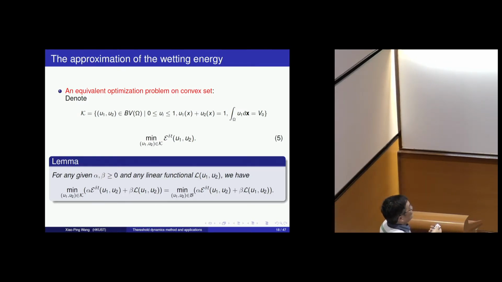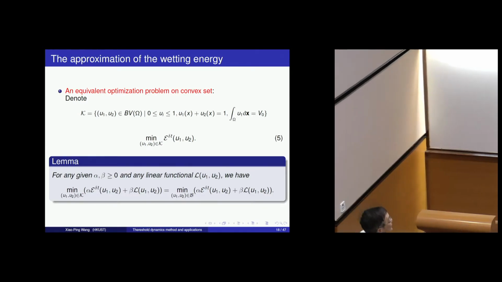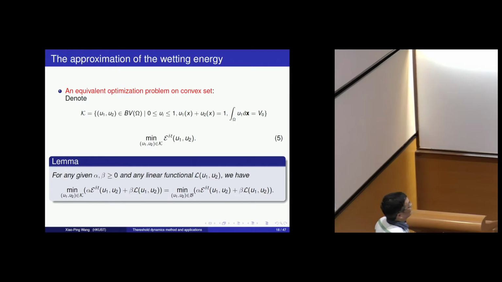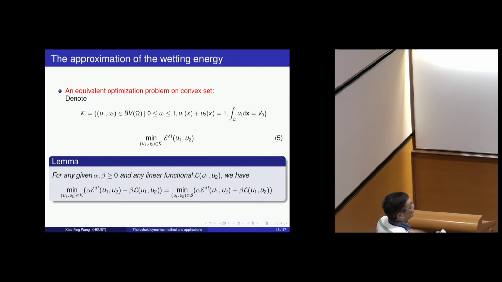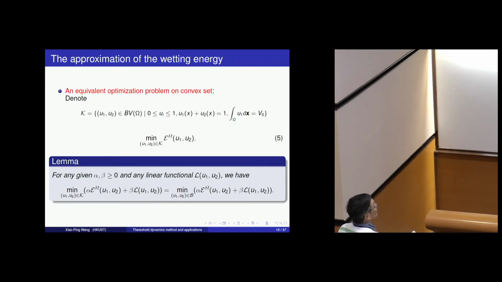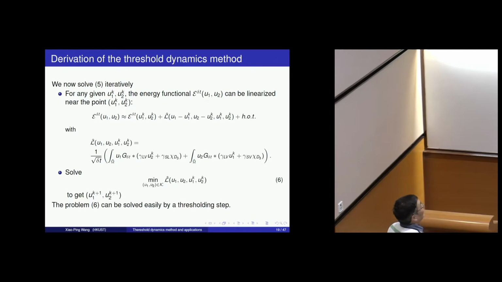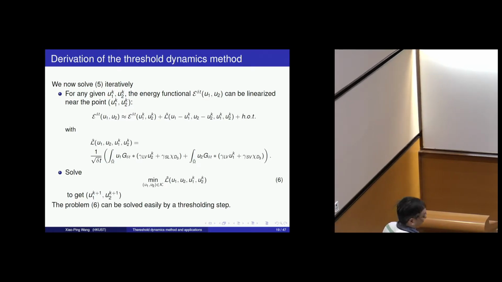Okay, and you can show that the minimum of the total energy over that convex set is actually attained on the original set. So although you are minimizing over an enlarged domain, the minimum is attained at the original domain, and this also can be proved. Okay, so now the problem becomes finding the minimum of this functional.